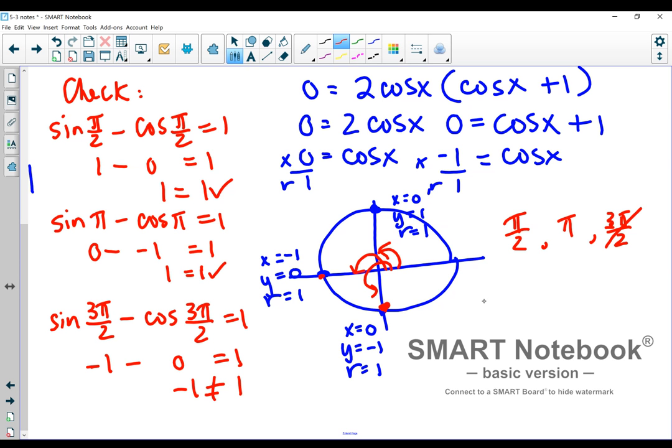So our answers here are going to be x equals pi over 2 and pi. And remember to start with, because cosine has a period of 2 pi, we were looking at all 4 quadrants. But we had answers that did not work. So we just have pi over 2 and pi. So this is now the end of our 5-3 notes.